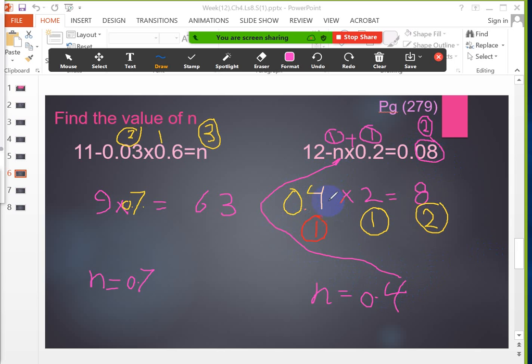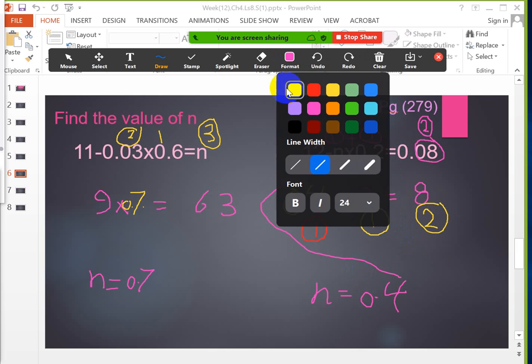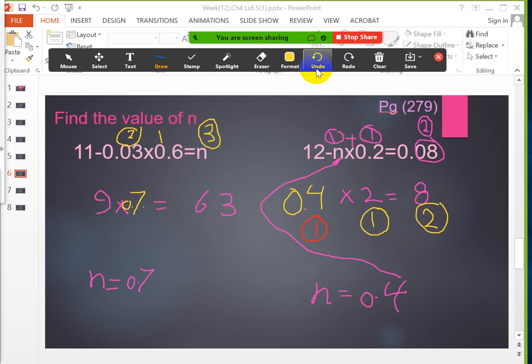Put 0.4, replace it with n, and do the multiplication. Let's do it with you. Look, if I replace 0.4 multiply 0.2, do the multiplication. 4 multiply 2 equals 8.